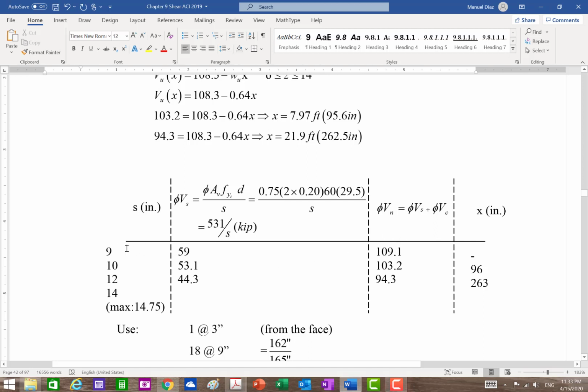give you. So a spacing of 9 inches will give you a design shear strength of 109. A spacing of 10 will give you a design shear strength of 103. A spacing of 12 will give you a shear design strength of 94.3.